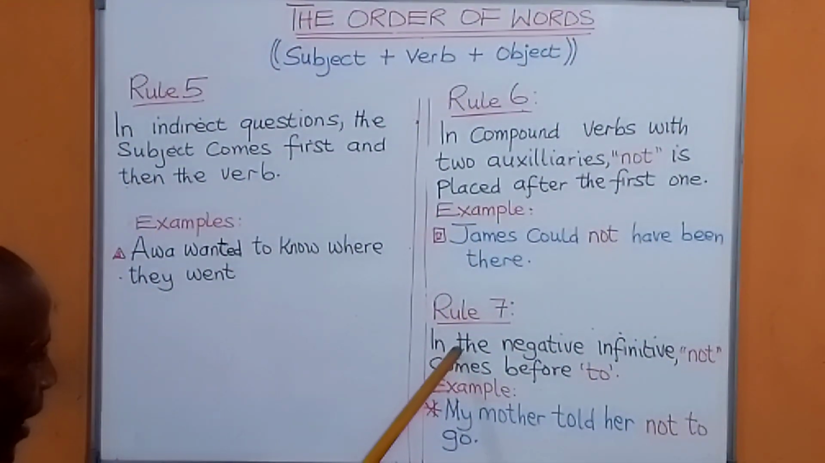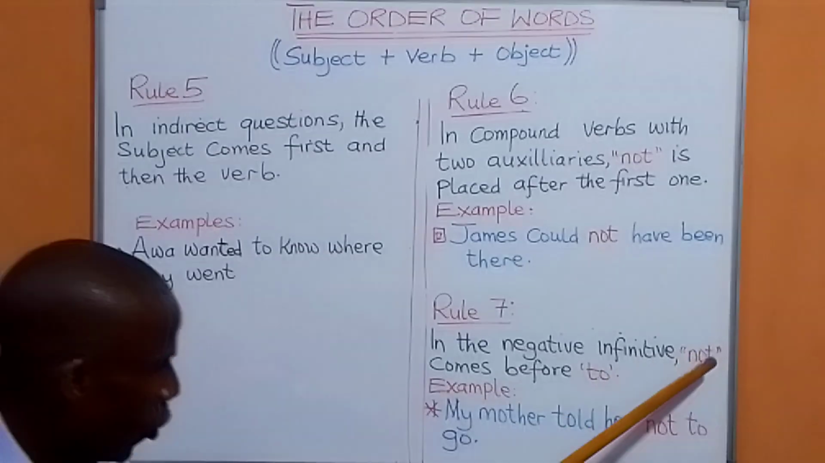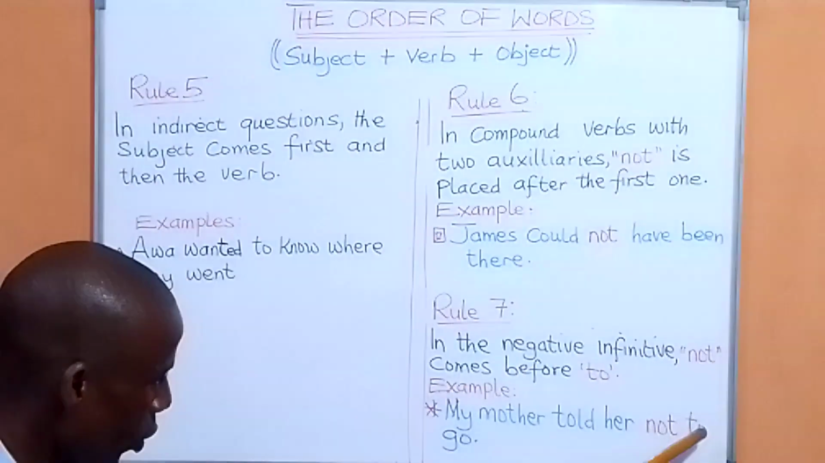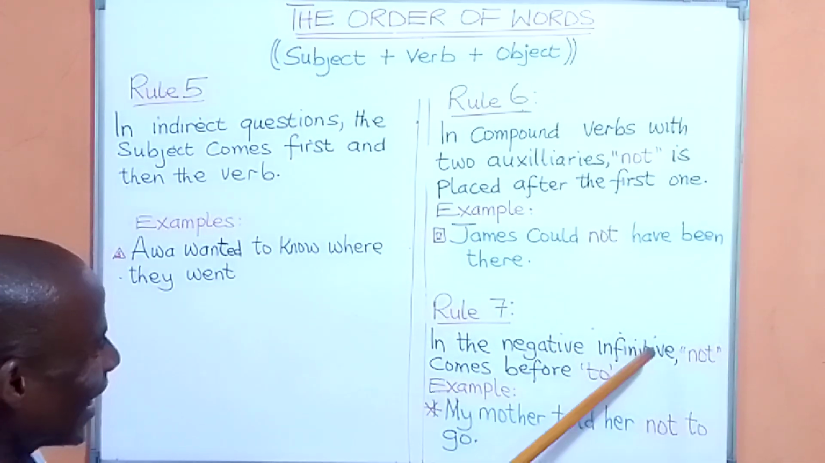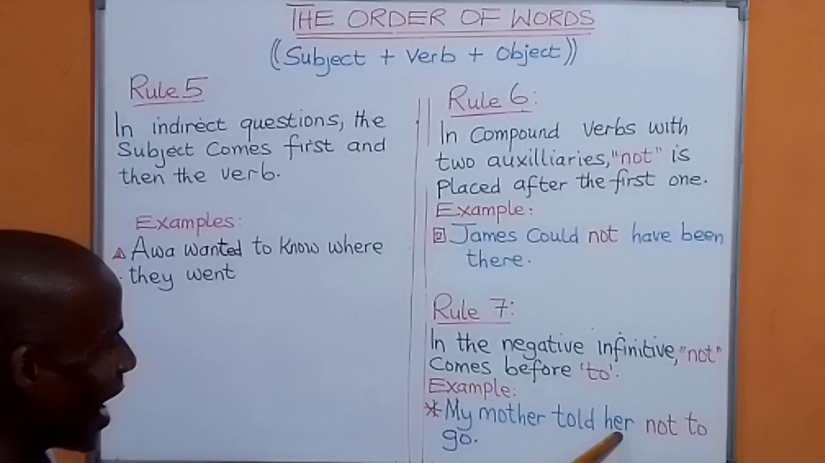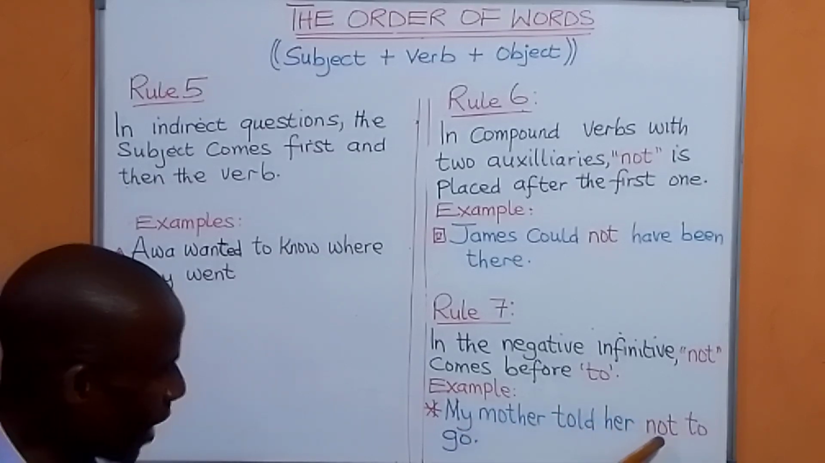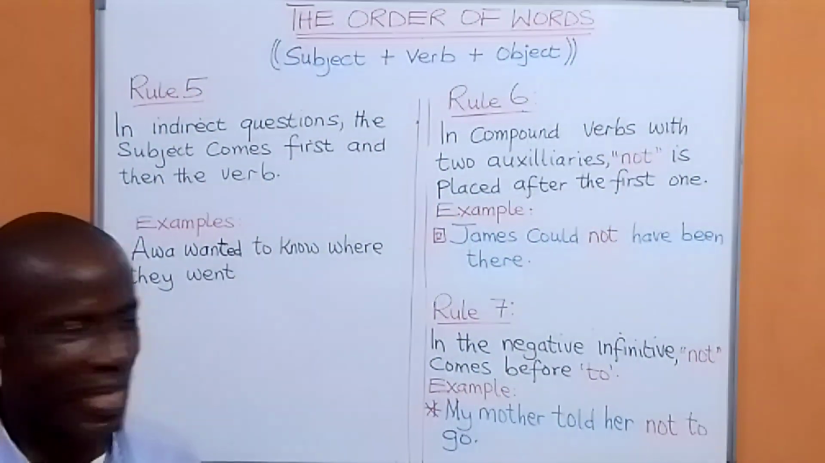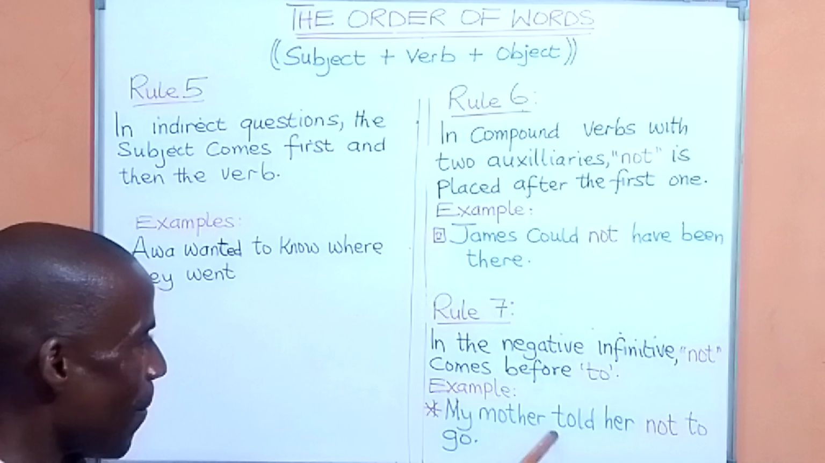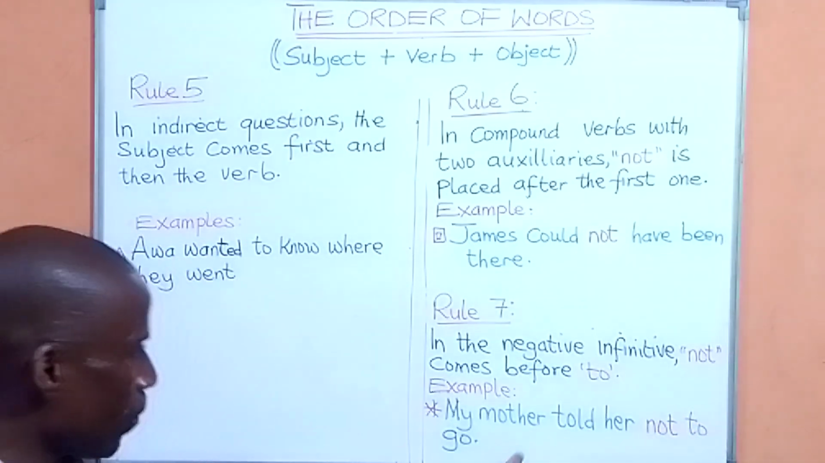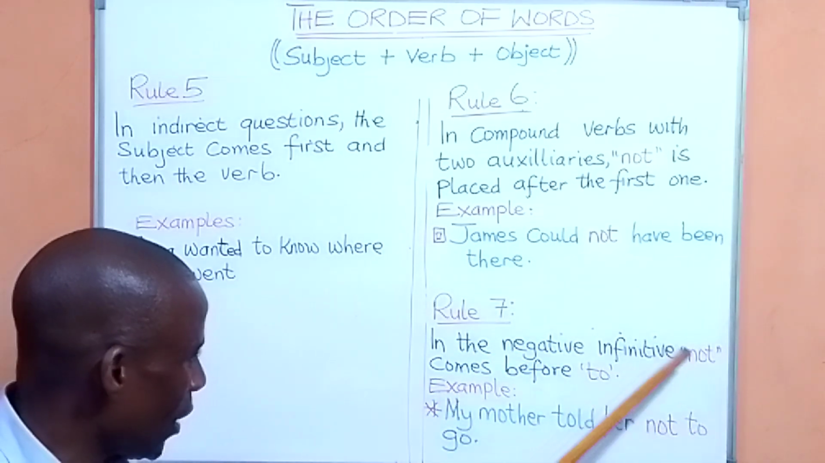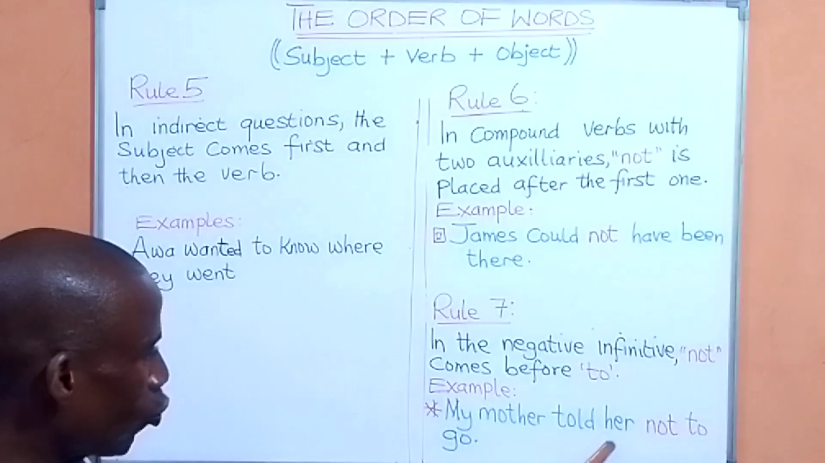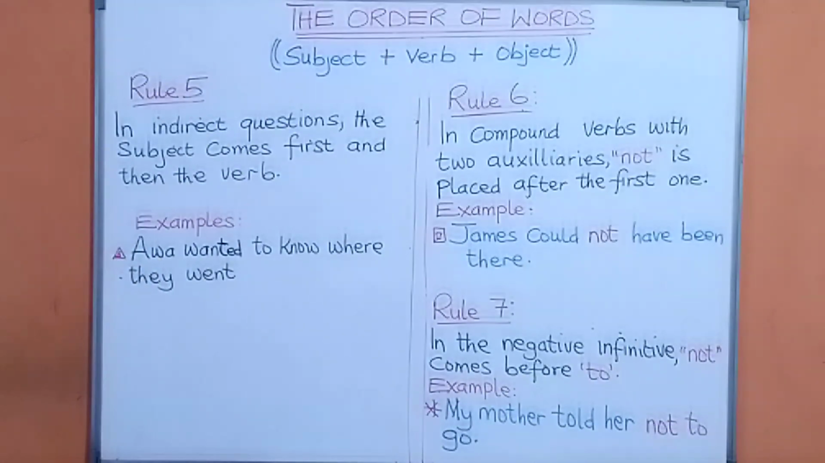Look at rule number 7. In the negative infinitive, not comes before to. You see not coming before to. In the negative infinitive, my mother told her not to go. Don't say my mother told her to not go. No. Say my mother told her not to go. So we say in the negative infinitive, not comes before to. My mother told her not to go.